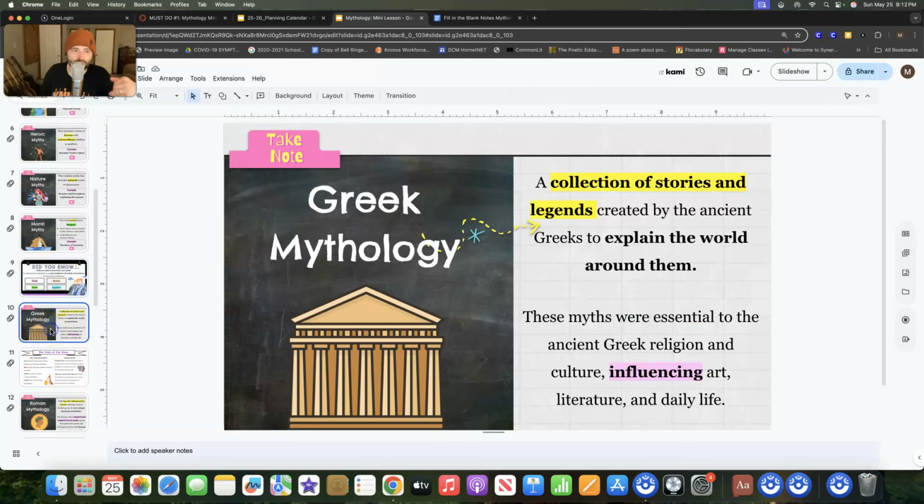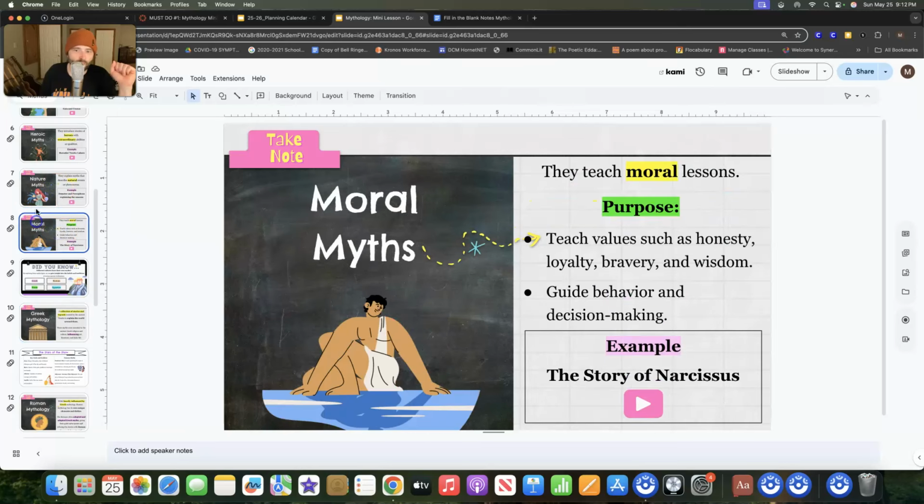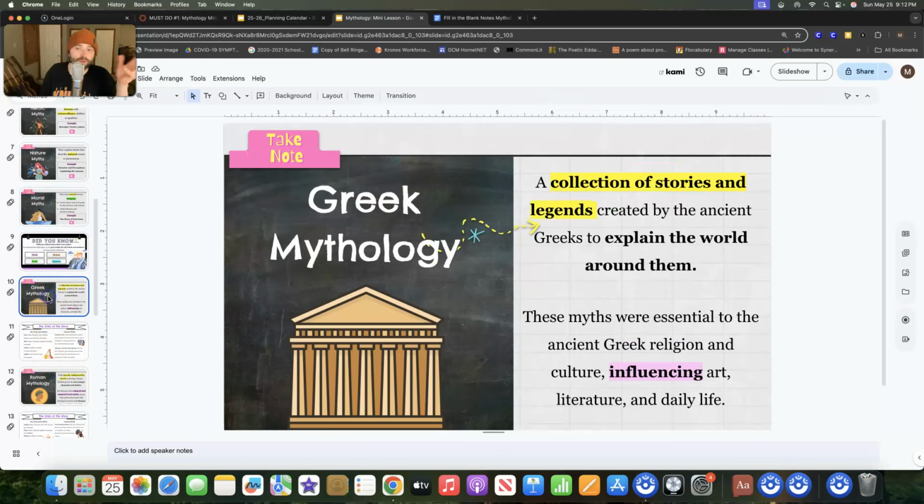So when we look at Greek mythology, with moral and nature, make sure that you are watching both videos and summarizing each of those stories. Now, Greek mythology is a collection of stories and legends created by the ancient Greeks to explain the world around them. These myths were essential to the ancient Greek religion and culture, influencing art, literature, and daily life.